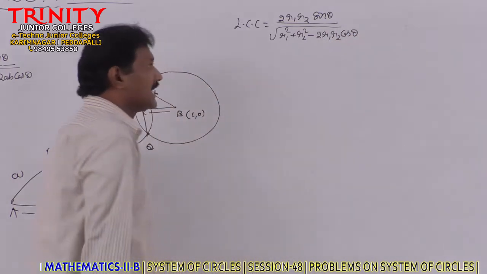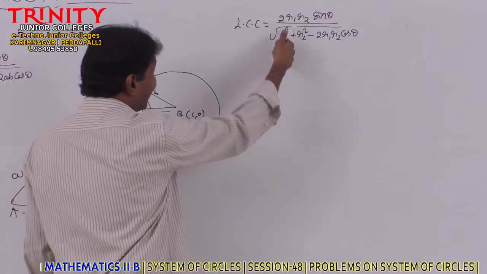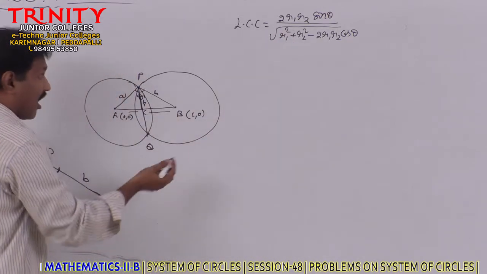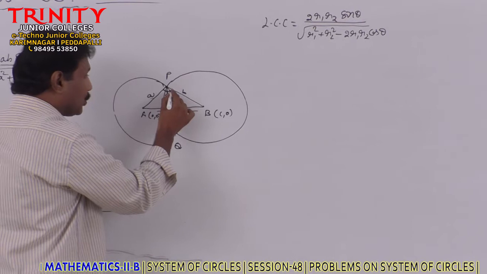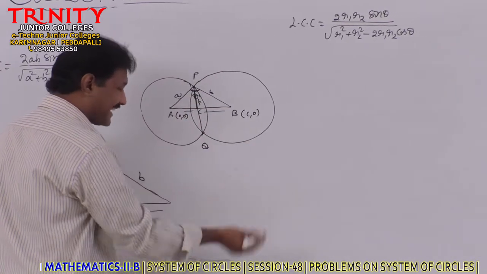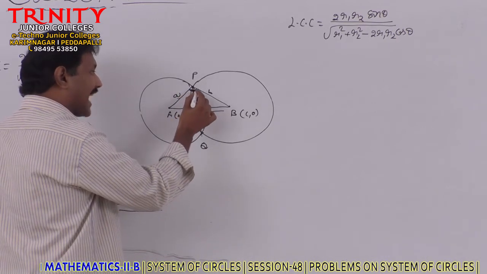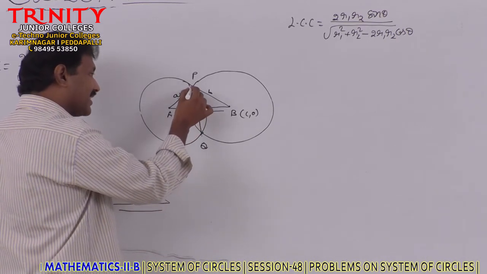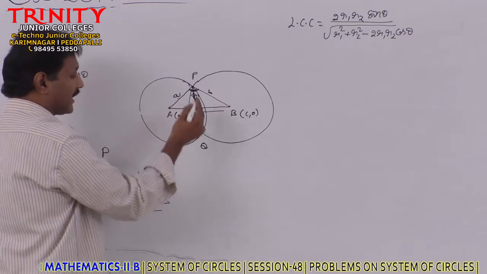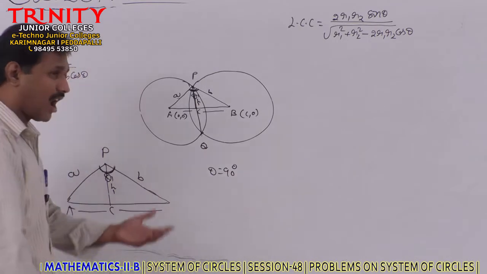Here theta is the acute angle. Suppose the circles are orthogonal, the angle between the two radii is 90 degrees. The angle between the two circles is 90 degrees. That means the angle between the two tangents is 90 degrees. The tangent also passes through the center of the circle. Theta equal to 90 degrees. The circles cut each other orthogonally.